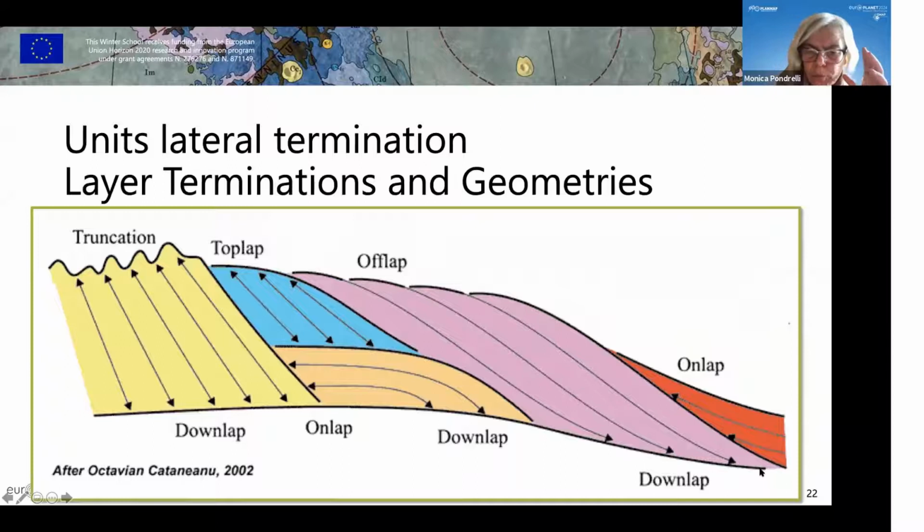These names are not so important. The important part is to understand what they mean. Filling the basin vertically, filling the basin in this direction. Toplap means that I am filling the basin in this direction, but I'm not filling this vertically. In this case, I'm filling the basin in both directions. In this case, I'm filling the basin only in this direction. But I have no erosion.